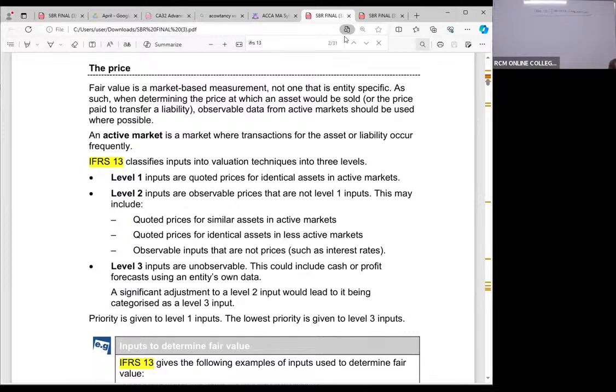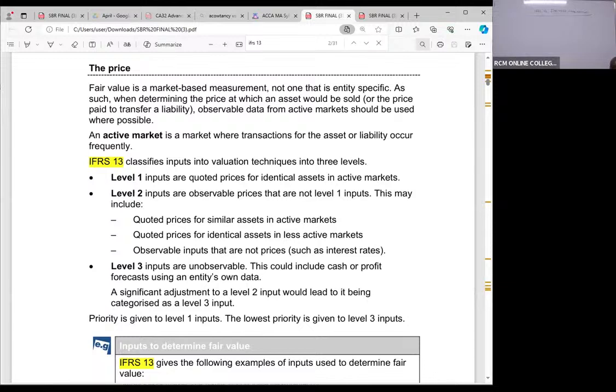An active market is a market where transactions for the asset or liability occur frequently. Like, if for example you'd want to sell goats, you can go to the Kajiado markets. Those are active markets where goats are being sold every day. You can easily get prices there.